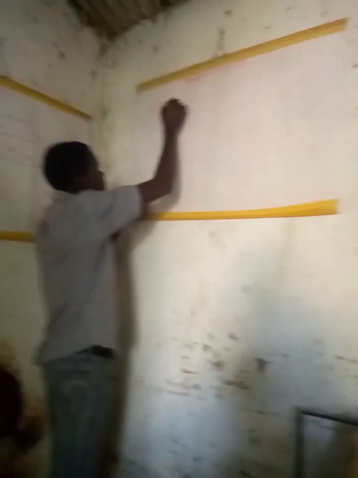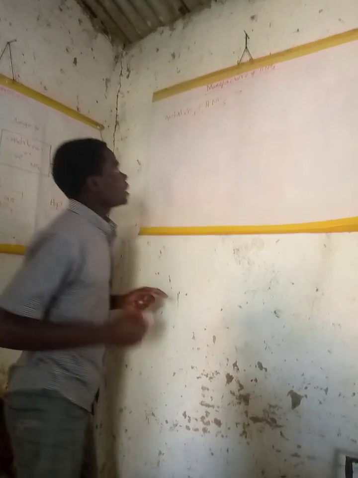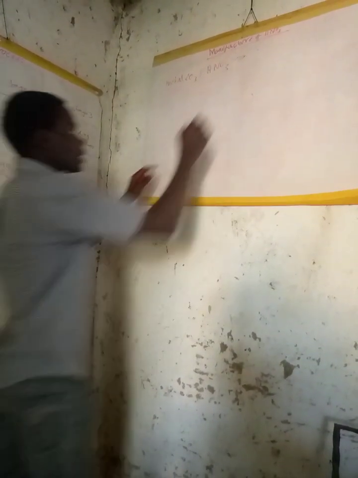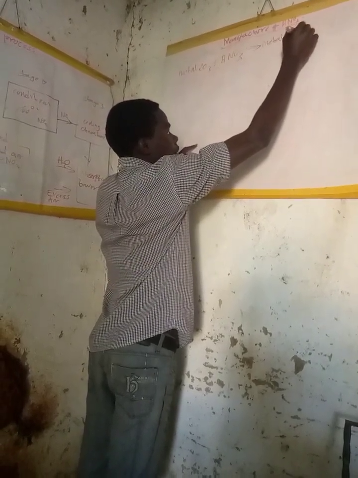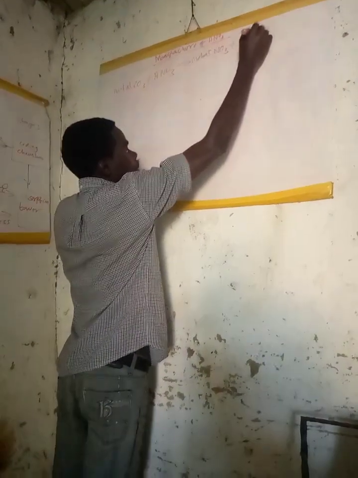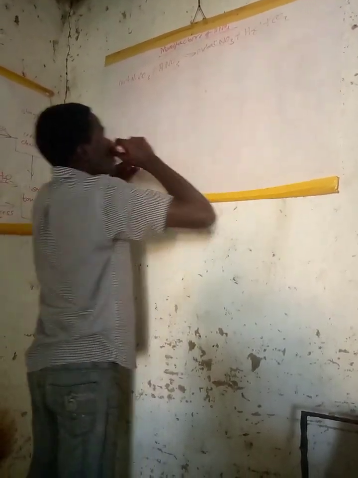what are we going to form? We shall form a metal nitrate plus water plus carbon dioxide. A metal carbonate, when you react with dilute nitric 5 acid, we are going to form metal nitrate plus water plus carbon dioxide.